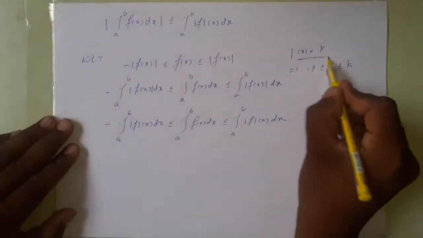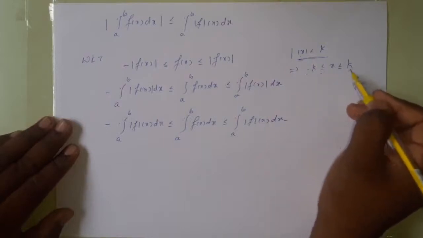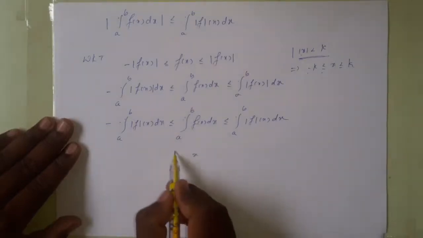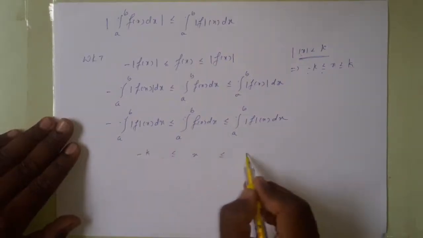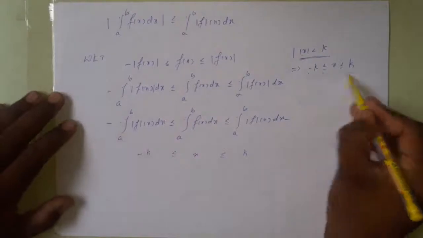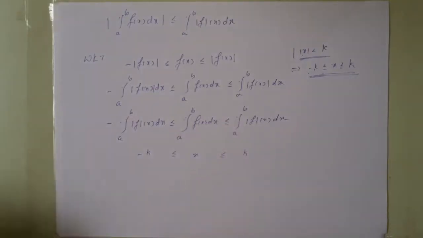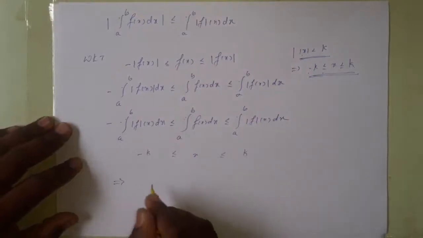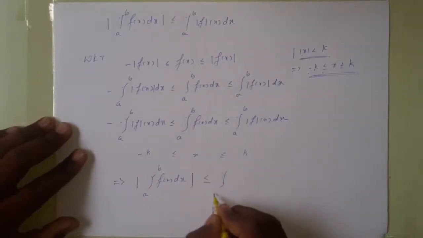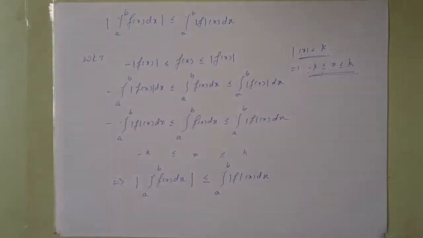Now by using the same condition, if mod x less than k, then minus k less than or equal to x less than or equal to k. Here suppose this is our x, right, and here minus k and this is plus k, right. Now just compare this expression with the property of the modulus function. Now it is minus k and this is plus k and this total quantity is x. So therefore, here we can write this as mod of integration over a to b f of x dx is less than or equal to integration over a to b mod f of x dx. It is just by using the property of modulus function.